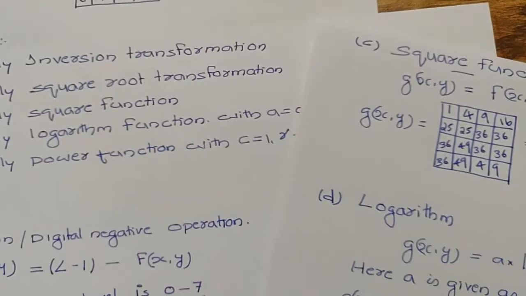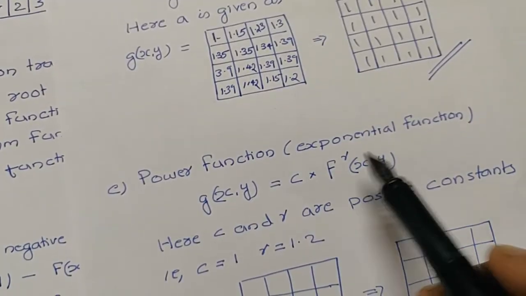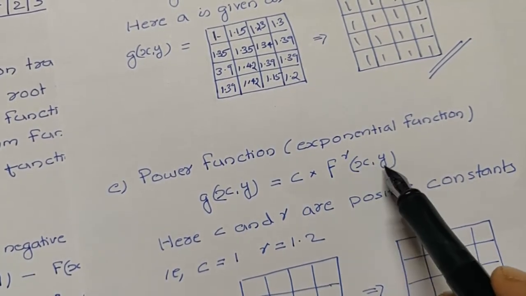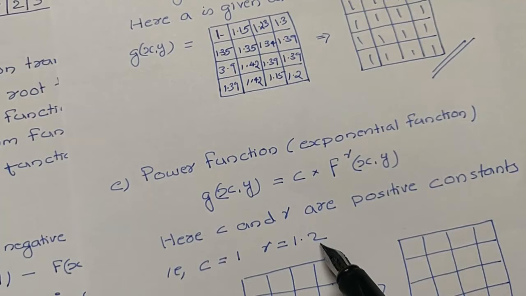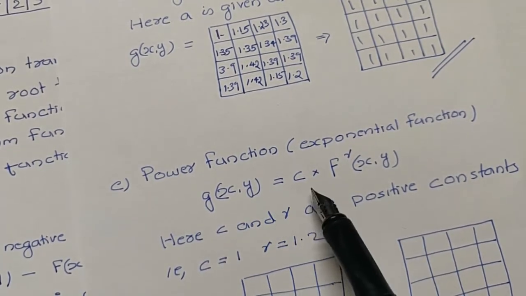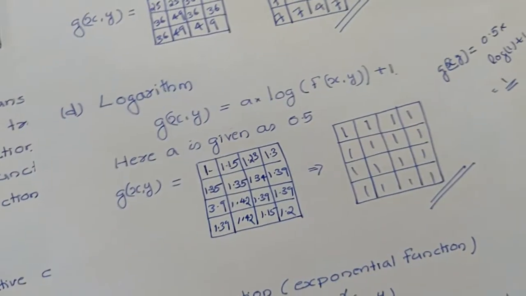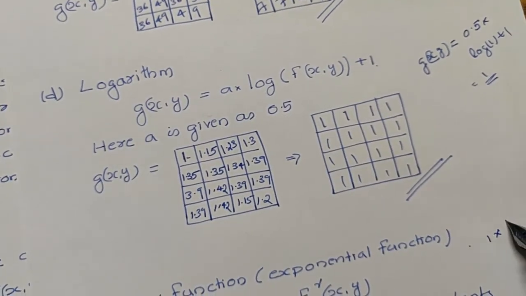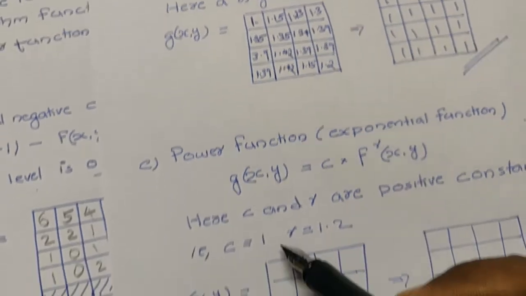The next question is doing the power function transformation. In the case of power function transformation or exponential function, g of xy is equal to c into f of xy raised to gamma. Here gamma and c are given, c is equal to 1 and gamma is equal to 1.2. Therefore g of xy is equal to 1 into f of xy raised to 1.2. Now take the first value, which is 1. Applying the equation, 1 into 1 raised to 1.2 is equal to 1. Therefore the result is 1. You should write 1 here.